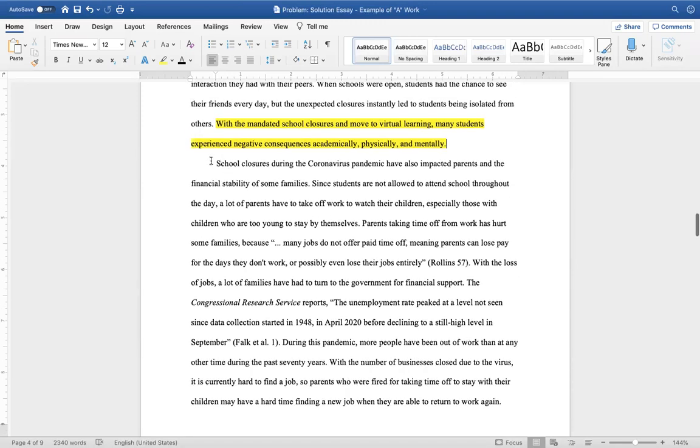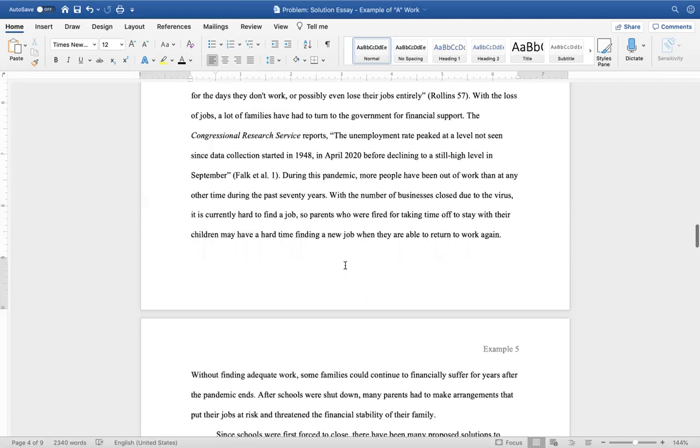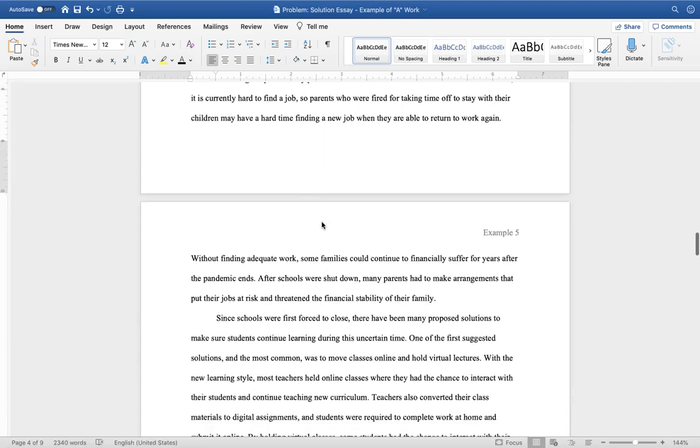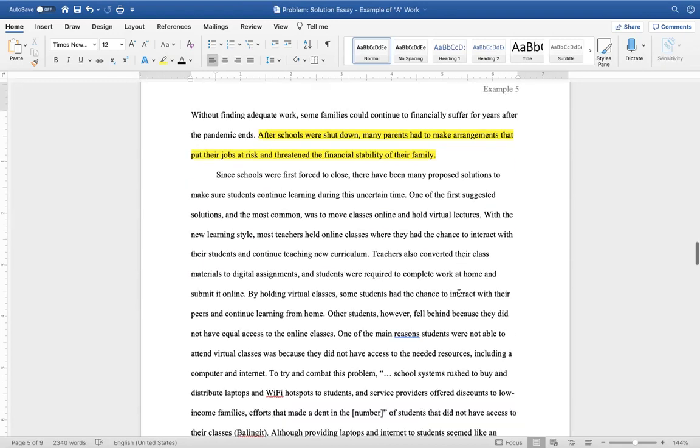Again, we see a very clear topic where the student is proving that this is a problem because of the financial stability of parents. We see research being used and an explanation of how that research connects to their ideas. And then again, we see a really strong summative sentence that ties back in those ideas.